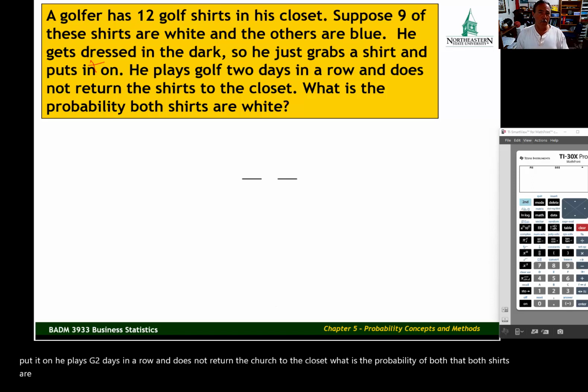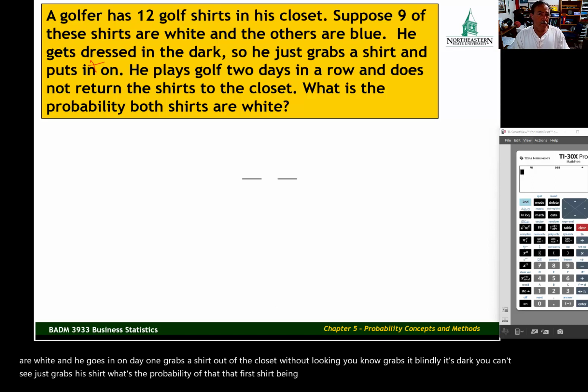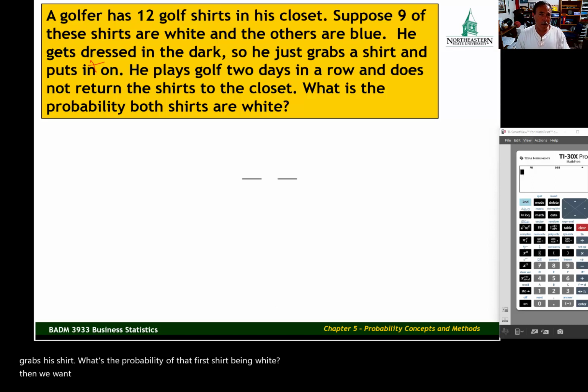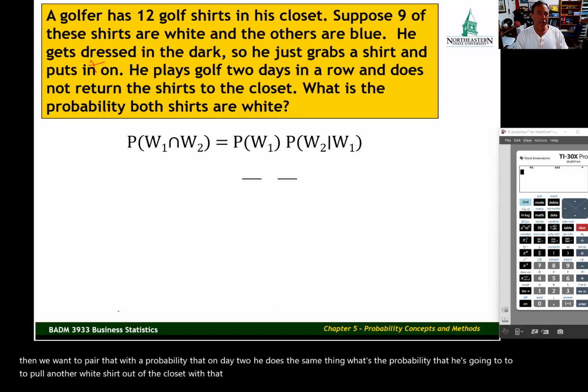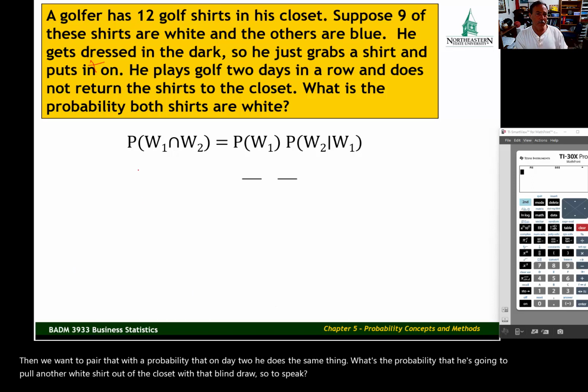And he goes in on day 1, grabs a shirt out of the closet without looking, grabs it blindly. It's dark, he can't see, just grabs a shirt. What's the probability of that first shirt being white? Then we want to pair that with the probability that on day 2 he does the same thing. What's the probability that he's going to pull another white shirt out of the closet with that blind draw, so to speak? And here's our formula, different notation.